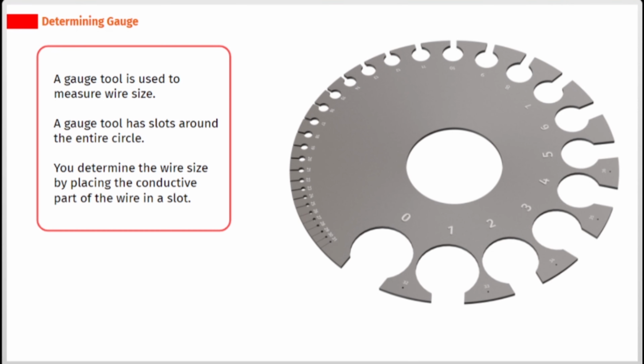A gauge tool is used to measure wire size. A gauge tool has slots around the entire circle. You determine the wire size by placing the conductive part of the wire in a slot.